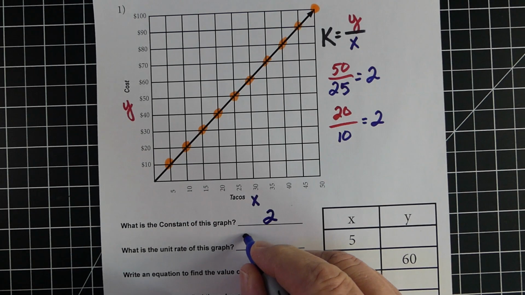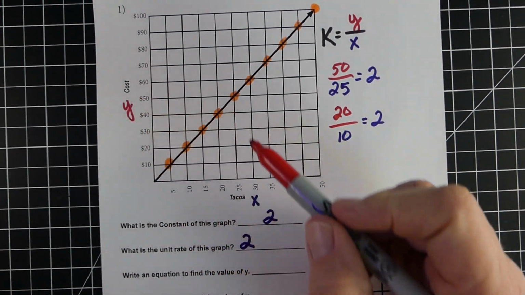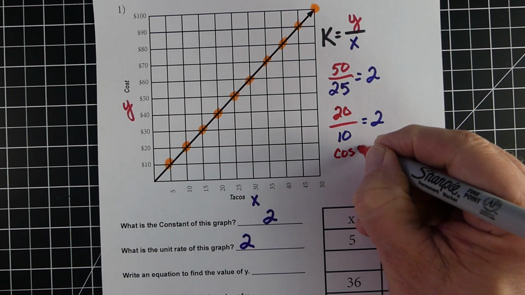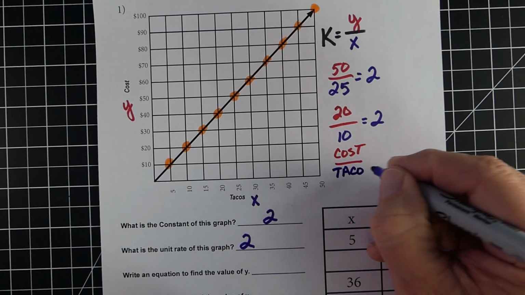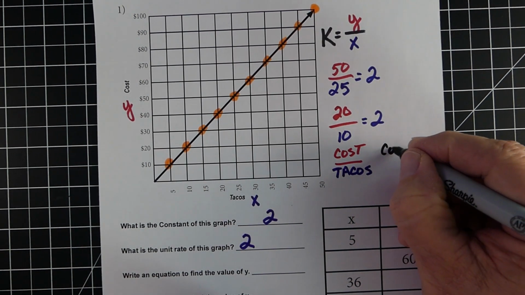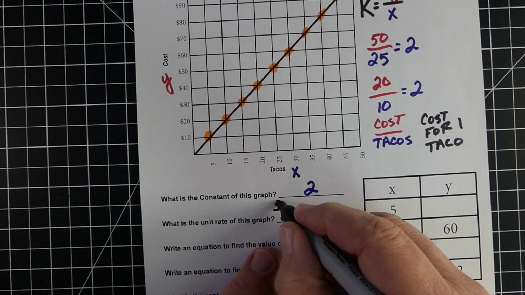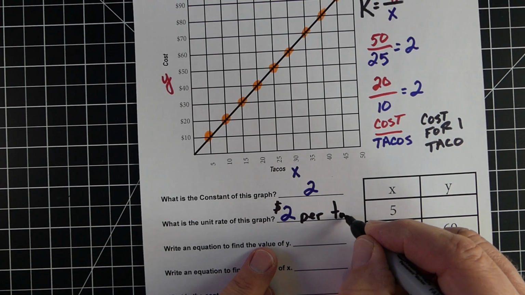But we have to figure out what does the 2 represent. So what we're doing is taking our y divided by our x. So in this case, it's cost and it's divided by tacos. So if we're taking cost divided by tacos, we're finding what is the cost for one taco. And in our situation here, the answer is $2 per taco or for each taco.